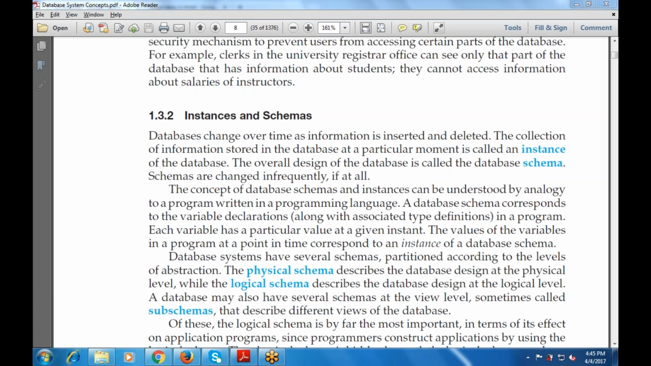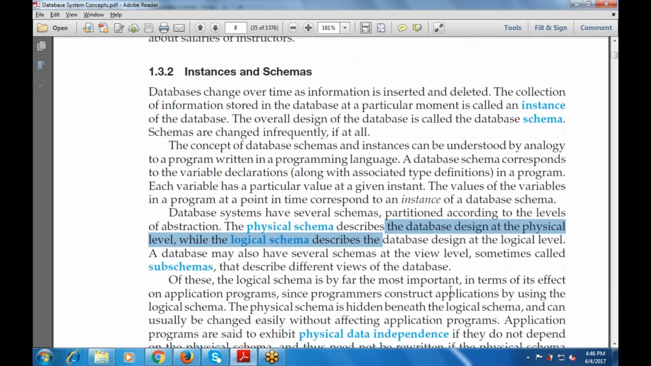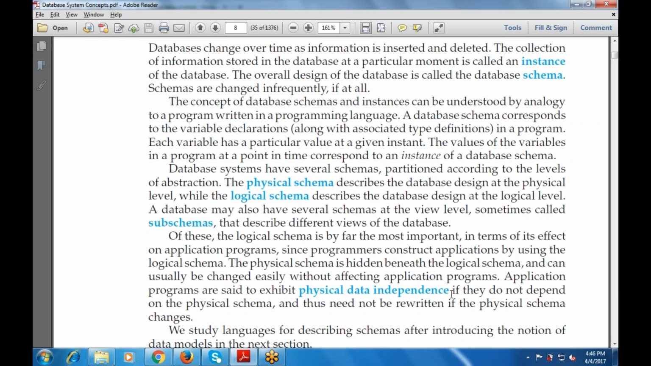Now, when we talk about the physical schema and the logical schema, the database system has several schemas partitioned according to the levels of abstraction. The physical schema describes the database design at the physical level, while the logical schema describes it at the logical level. So both are available, partitioned into two parts. And databases also have several schemas at the view level, sometimes known as sub-schemas, that describe the different views of the database. Of these, the logical schema is by far the most important in terms of its effect on application programs, because the logical schema tells you how it is done, not the what.